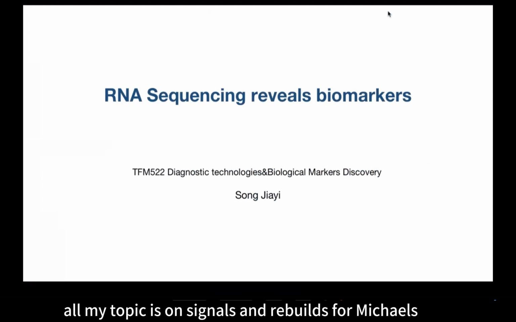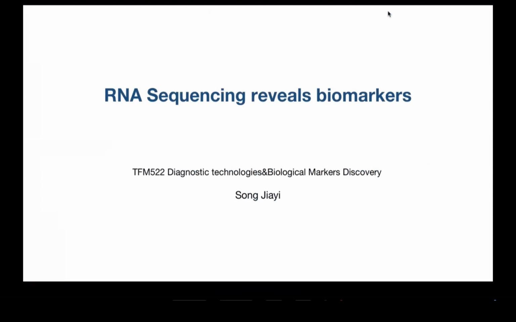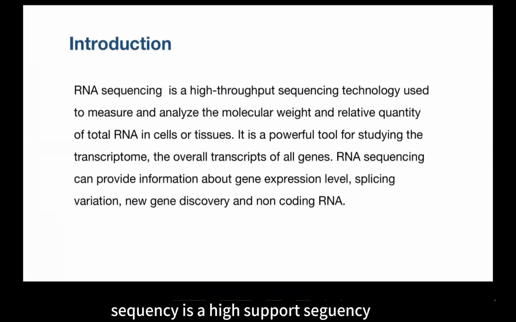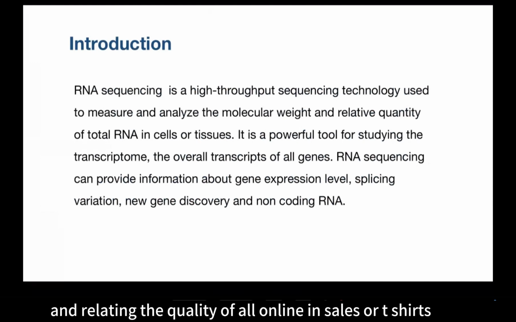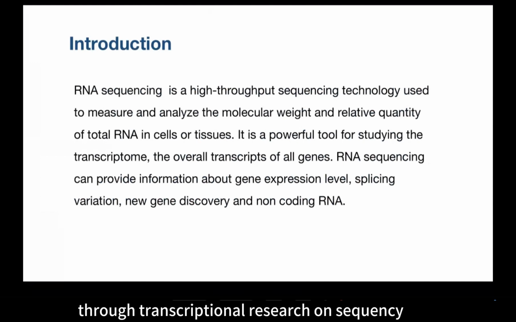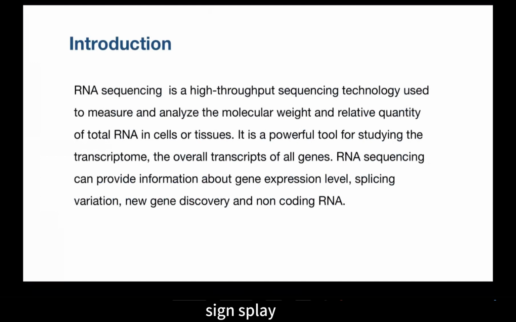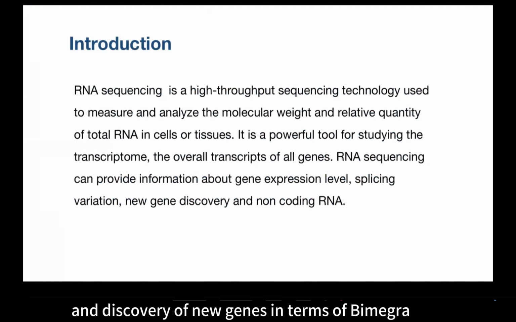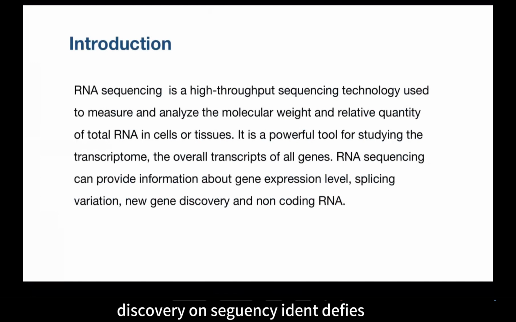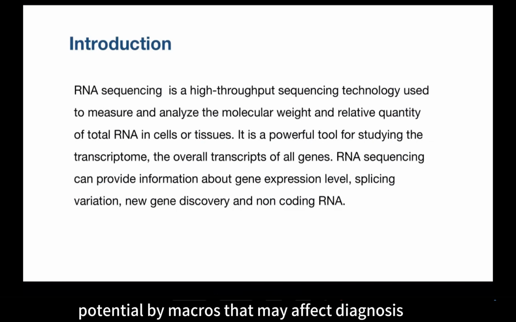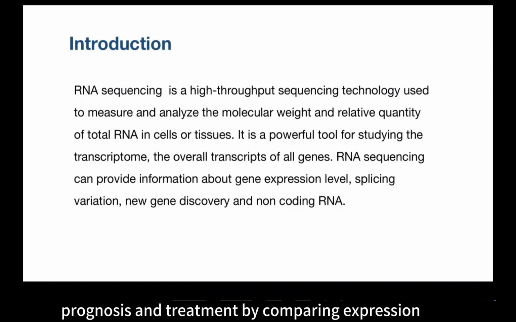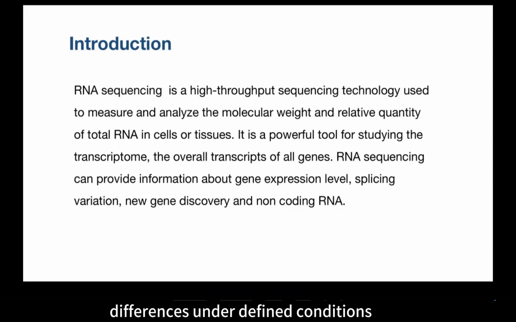My topic is RNA sequencing reveals biomarkers. RNA sequencing is a high-throughput sequencing technology used to measure and analyze the molecular weight and relative quantity of all RNA in cells or tissues. Through transcriptional research, RNA sequencing reveals information on gene expression, splicing variations, and the discovery of new genes. In terms of biomarker discovery, RNA sequencing identifies potential biomarkers that may affect diagnosis, prognosis, and treatment by comparing gene expression differences under different conditions.